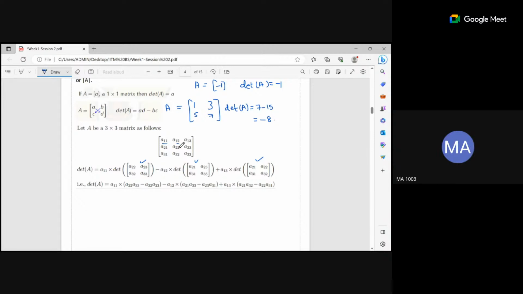Remember that when you are taking the second entry, there is a negative sign, whereas for the first and the last one, you have only a positive sign. Right? So this is the formula for the determinant of a 3 by 3 matrix.